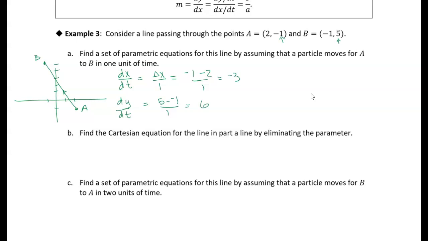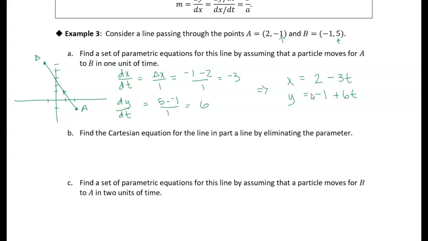So we can write the parametric equations for this line by taking x. We're going to take the initial position 2, and it's moving by 3 units in the negative direction for each unit of time. Okay, and then the y value, we'll just take the initial position of -1, and it's moving by a positive 6 units for every unit of time. Okay. Now you can always test this, make sure you've got it.